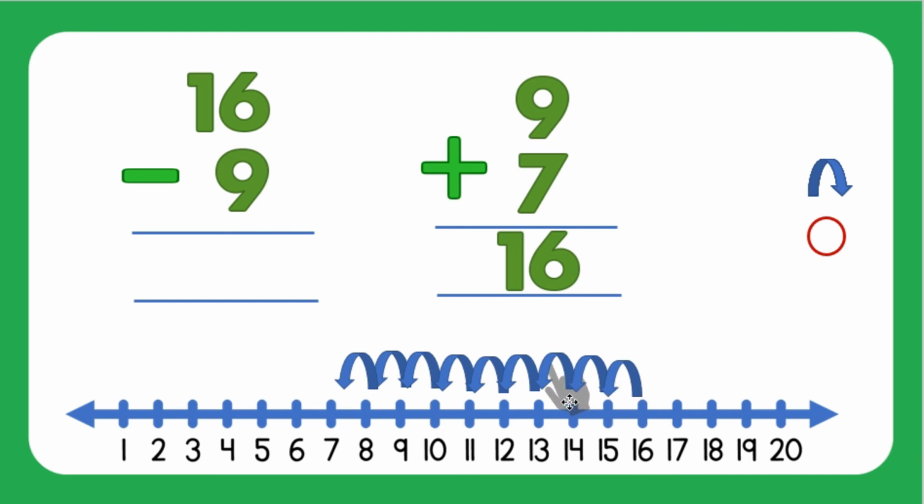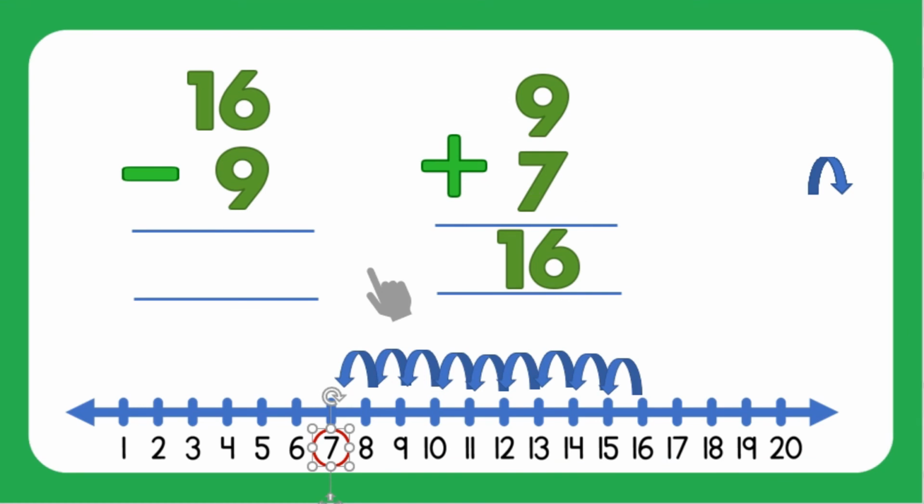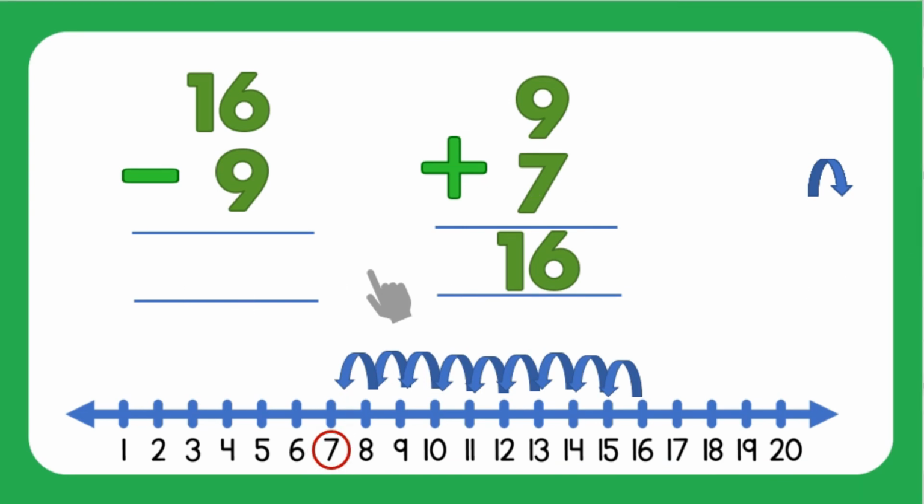1, 2, 3, 4, 5, 6, 7, 8, 9. Now let's see where I have reached. I have reached number 7. So that means it's the correct way to solve. If I turn this minus equation into a plus equation, this number helps me find the solution for the minus equation.